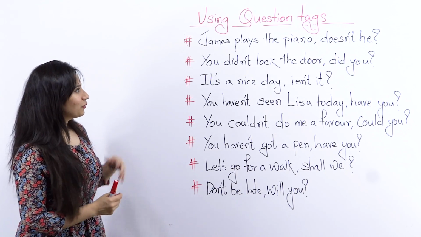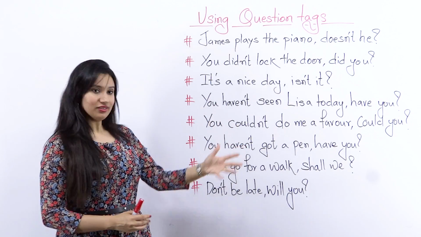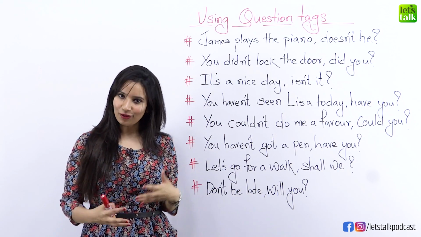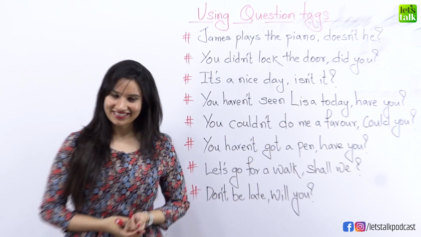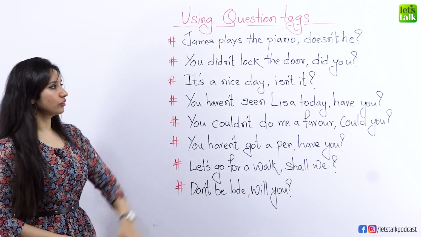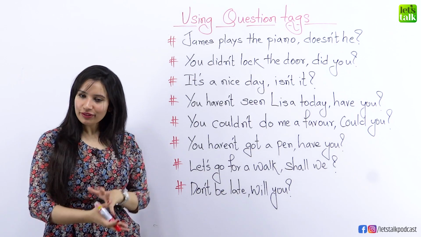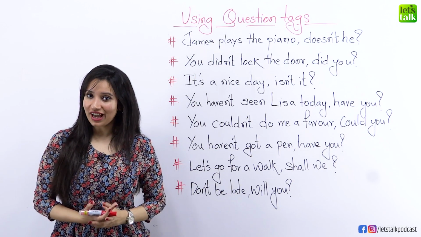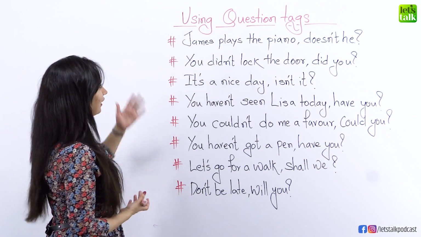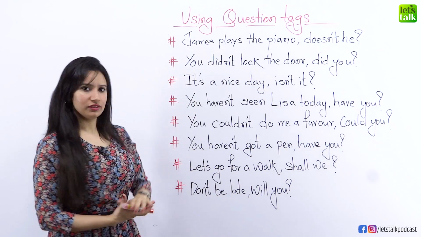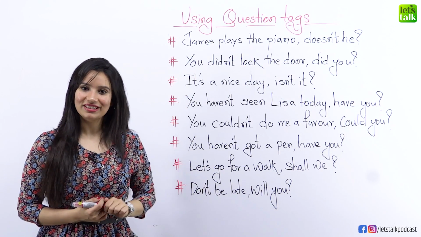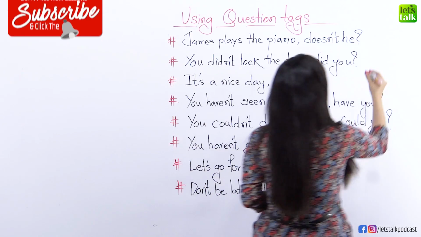Right. So with us we have some interesting questions, alright? Most of them, actually all of them, are questions, and we are going to find out how to use question tags. So here we have with us a set of questions where we have used question tags. But in every question we have used the question tag in a very different way. Let's look at the first one that we have. James plays the piano, doesn't he? What's the tense of this question? This question is in simple present.